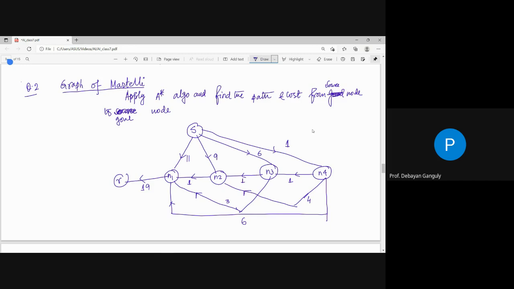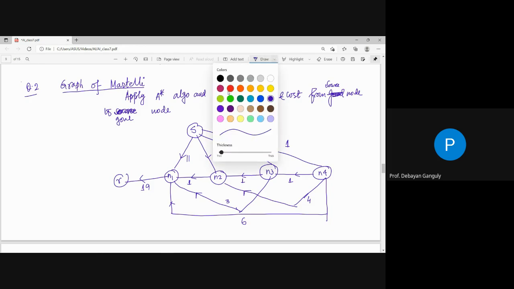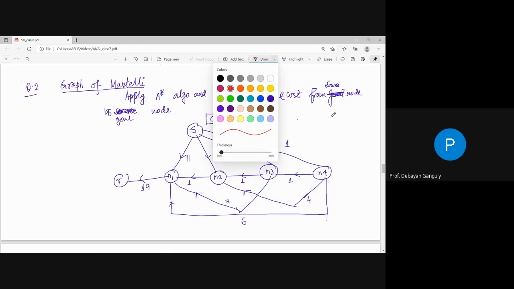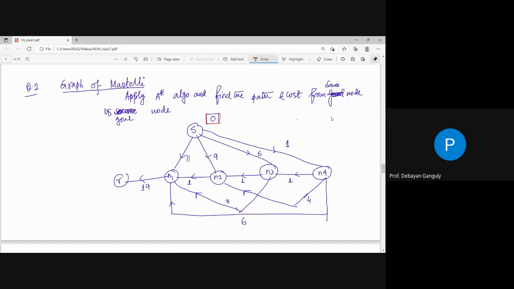And the heuristics that are given: here only the A star algorithm will apply. The source heuristic is equal to zero, this goal node heuristic is also zero, this heuristic is given as 3, this heuristic is given as 7, this heuristic is given as 13. So this is the corresponding thing.